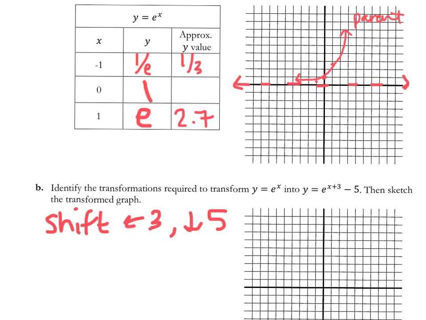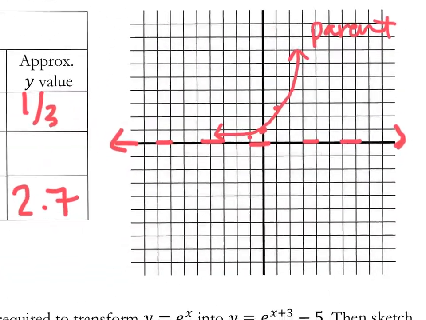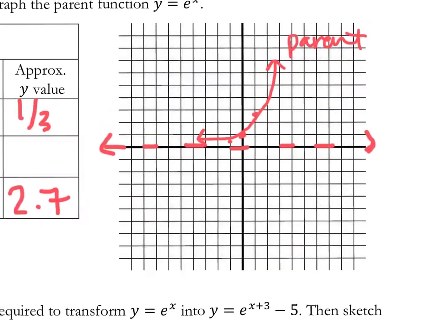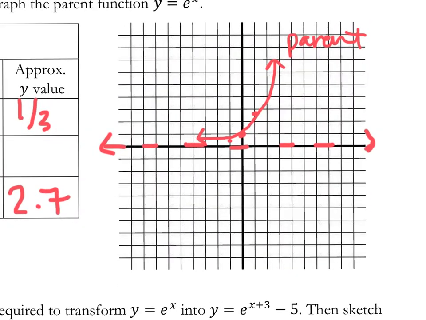5. So I actually think instead of doing this on this grid, maybe I'll just plot the transformations on this grid. It might be a little bit easier to see. Feel free to do that if you want. We're going to go left 3 and down 5. Shifting left by 3 is not going to impact your asymptote, but shifting down by 5 will. So we'll go down 1, 2, 3, 4, 5. Our new asymptote is going to be down here.